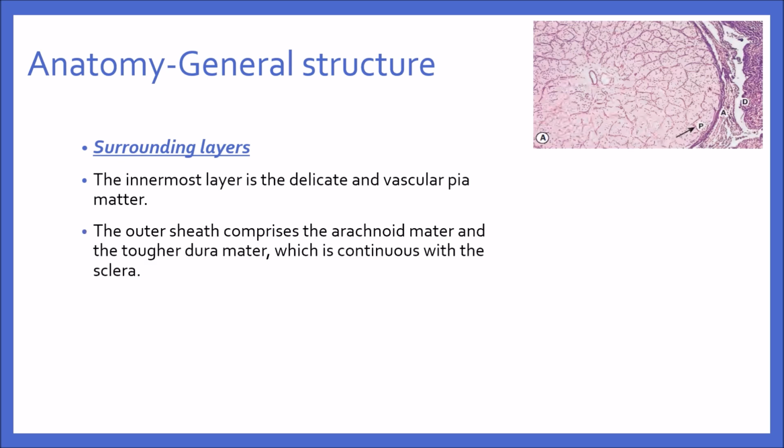The outer sheath comprises the arachnoid mater, as A denotes here in this histological picture. This is the A. And the tougher dura mater, which is denoted by the D. And dura mater is continuous with the sclera.